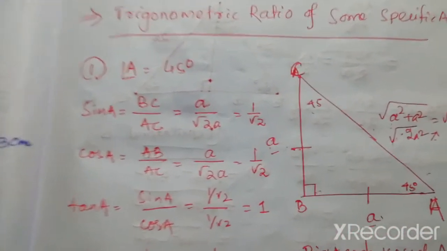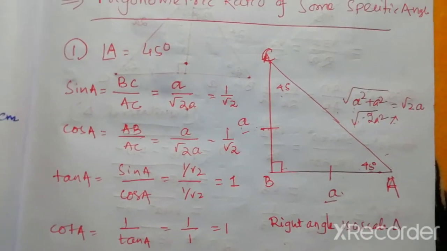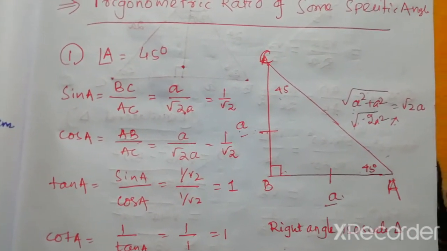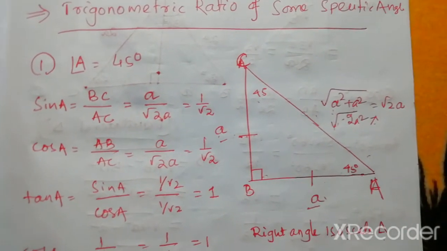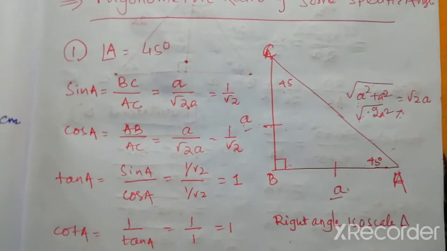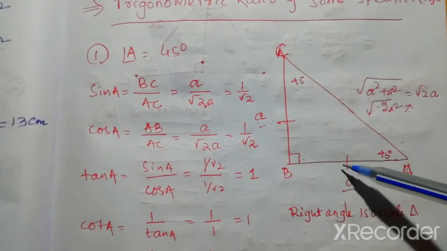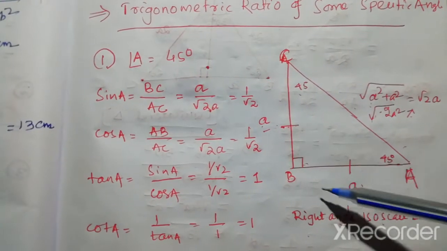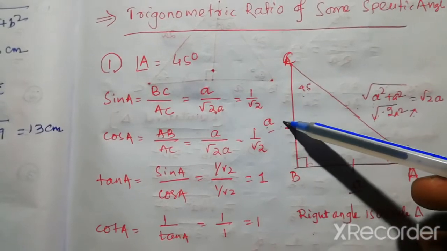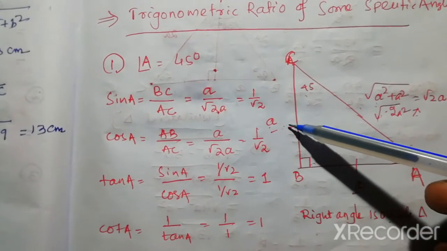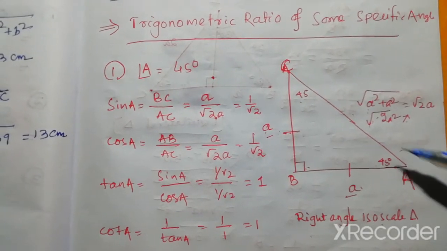Look, this is a right angle isosceles triangle. For this right angle isosceles triangle, this side is equal to this side. So AB is equal to BC. Let it be a and let it be a. So this one is a and this one is a. Then this is the hypotenuse. So what is the value of AC?